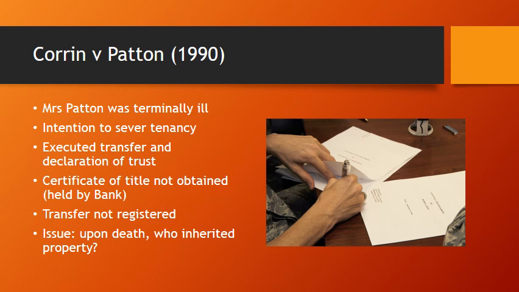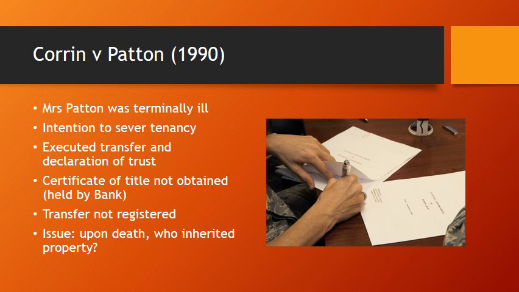So a good case of the third way is this High Court case. Not a good case, it's a good example of to what extent the court will recognise a severance of a joint tenancy through a course of dealing. So in this case, we had Mrs. Patton, who was very sick and about to die. She held a property in joint tenancy with her husband, and she wanted to sever that joint tenancy before her death, so the property wouldn't automatically go to the husband on her death, and would be able to go according to her wishes through her will.